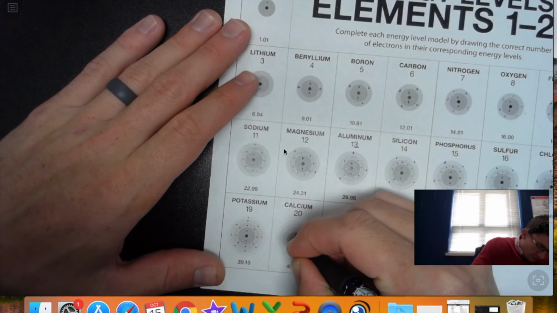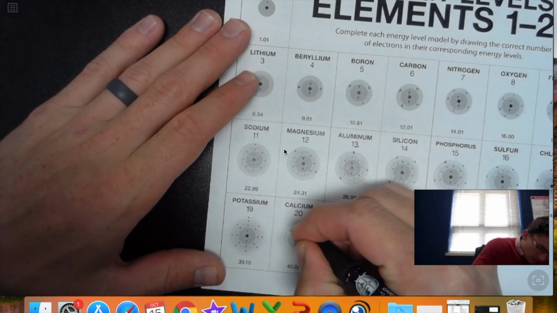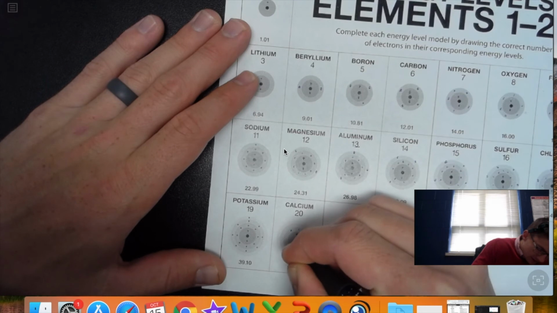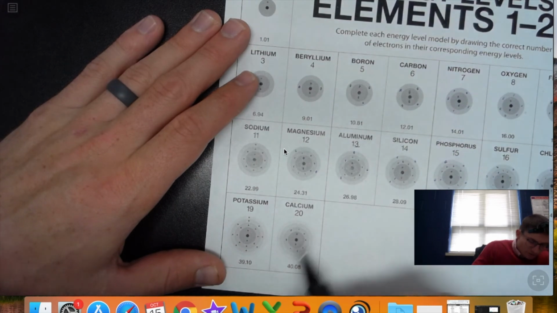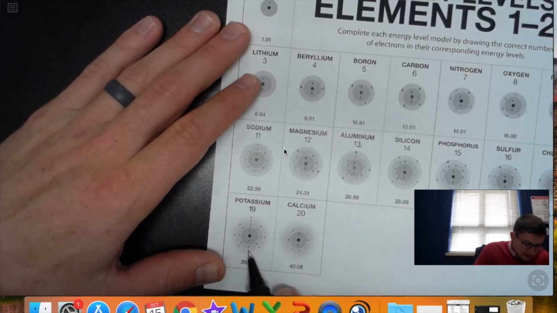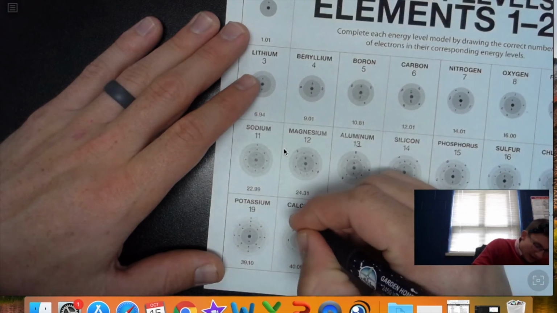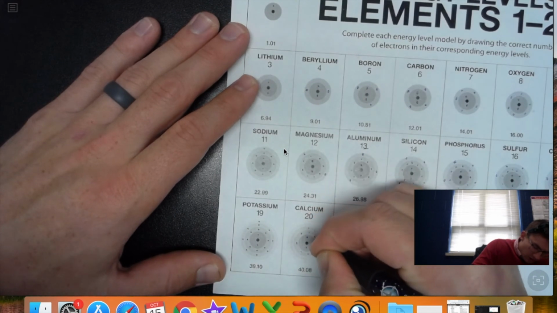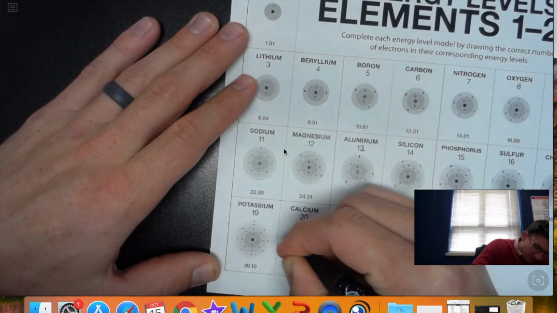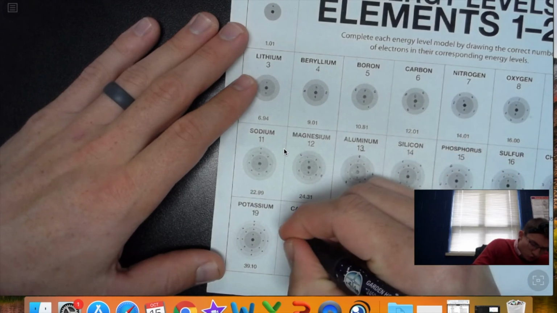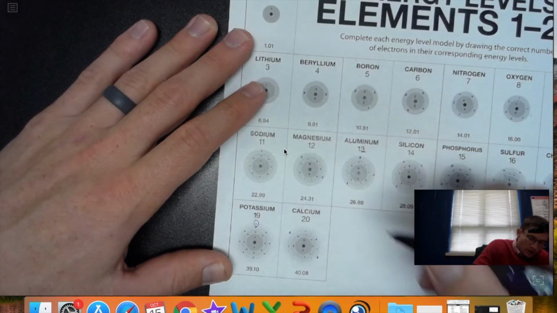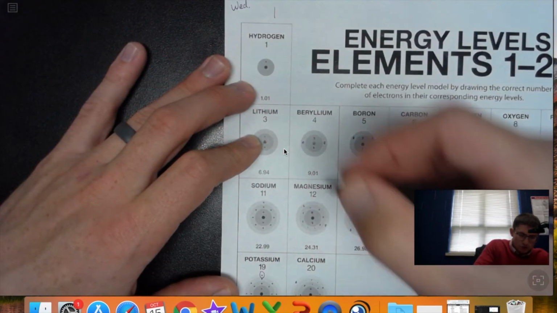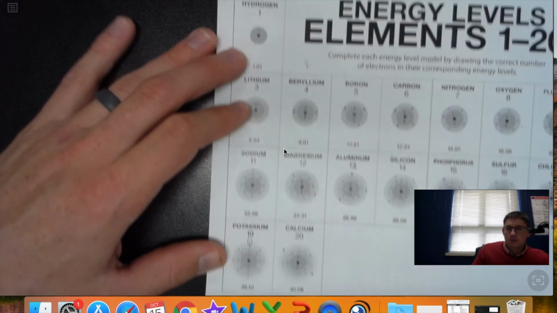Calcium has 2 in the first level. It has 8 in the next level, giving it a total of 10 so far. Then in the next level I can have 8 as well. If you look at potassium here, it's got 2, then 8 is 10, and then 8 more, and then the ninth one is outside of that. So I can have 8 in this third level, and now I have 2 way on the outside for calcium. Now, potassium has 1 because it's in group 1. Calcium has 2 because it's in column 2 as that outermost energy level.